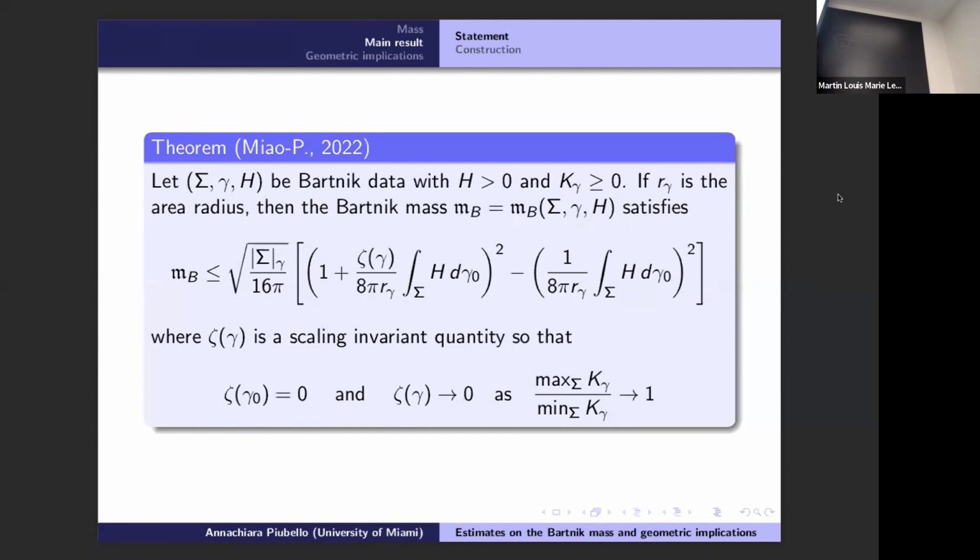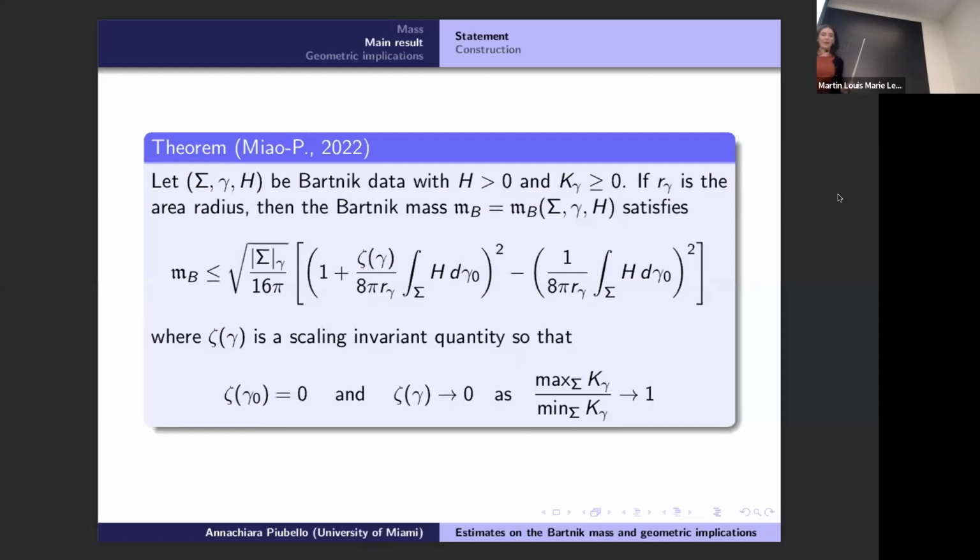Moreover, zeta gamma is a quantity I will talk about more later, but what we know about it is that when we take the round metric, it will be 0. It implies that this term will vanish, right? And we recover exactly the Miao estimate I showed before. So in this sense, this is a generalization of what we saw before. And when the Gauss curvature is close to the Euclidean Gauss curvature, then this will go to 0.